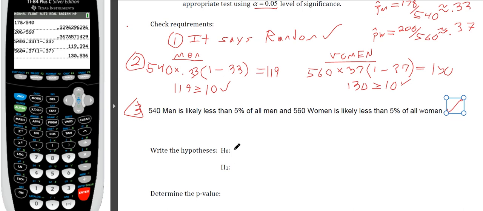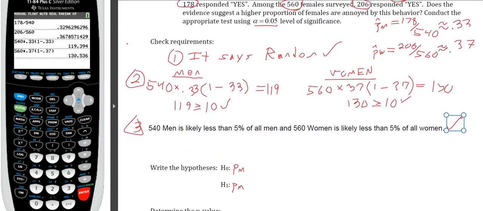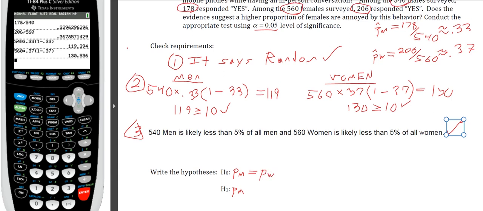For our hypotheses, what we can do is just set up P sub M and P sub W. I like to do subscripts, and since we're just doing men and women, M and W are pretty obvious. And for the null hypothesis, it's still going to be the same, where we set up the null hypothesis to be equal to each other. This is saying that the proportion for men is equal to the proportion for women. The question is asking, does the evidence suggest a higher proportion of females are annoyed by this behavior? So what we're trying to see is if the proportion of females or the proportion of women is higher. So our symbol should be like this, indicating the proportion of women is higher.